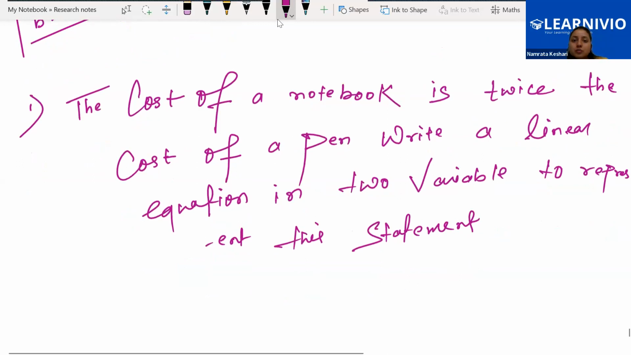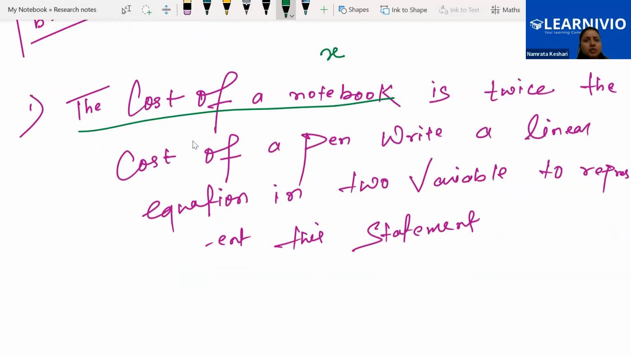If we are going to assume the cost of a notebook as x, okay, we don't know what the cost of a notebook is. We can assume it. Let's say x is the cost of a notebook. What about the cost of a pen? We don't know whether the notebook and pen are of the same cost or different cost. If we don't know, we will take it as another variable, because we don't know anything about it. Cost of a notebook we can assume as x. Cost of a pen we can assume as y. Now what does the condition say?